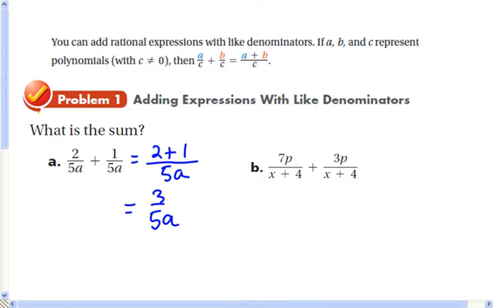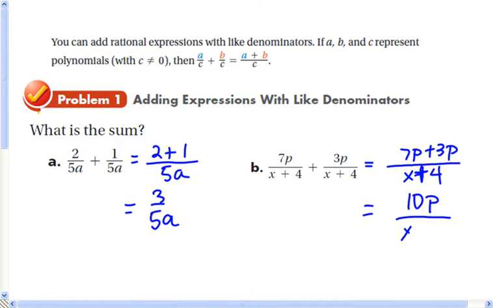Again, here we have a common denominator, so let's just rewrite it with one denominator of x plus 4, and then add the two numerators together. And so we get 10p over the quantity x plus 4. Alright, so go ahead, you try that.